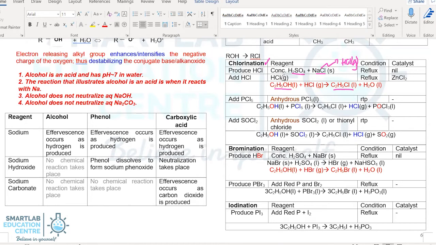The next method is to use HCl gas. If you were to use HCl gas, you will need the presence of zinc chloride as a catalyst, and the same reactions will also take place. Alternatively, you can make use of PCl5. In the case of PCl5, you will find that you're able to react with alcohol, also similarly to produce your chloroalkane as well as HCl.